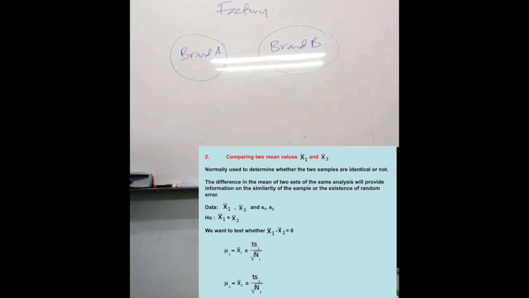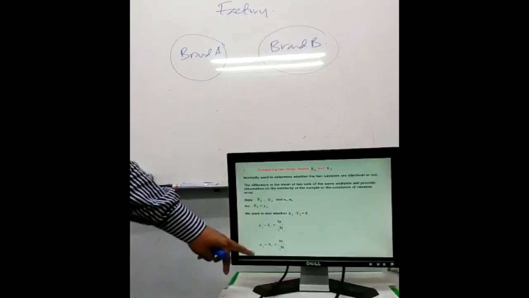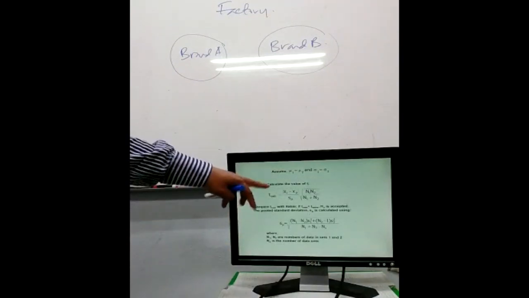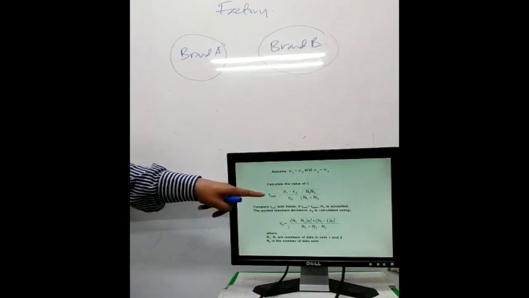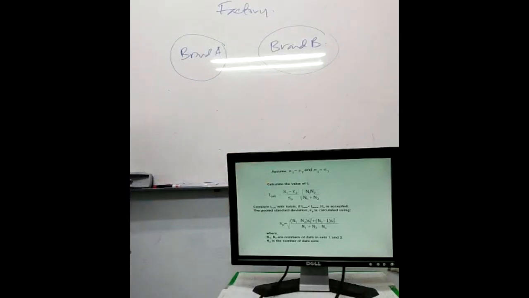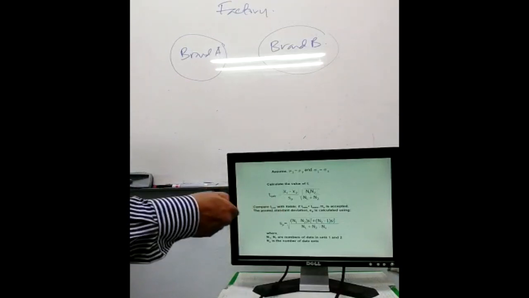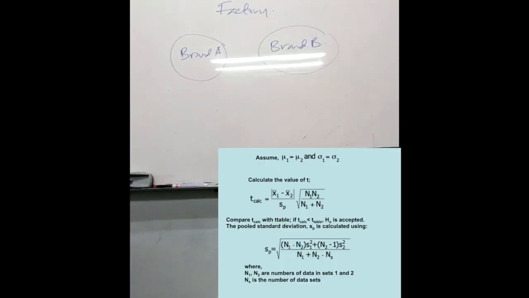How to use the T statistic based on this formula? We have to calculate T calculation. As we know before, if T calculation is below T table, then we accept the H0. If not, we reject. So first we have to do the T calculation. How to calculate? Use this formula.